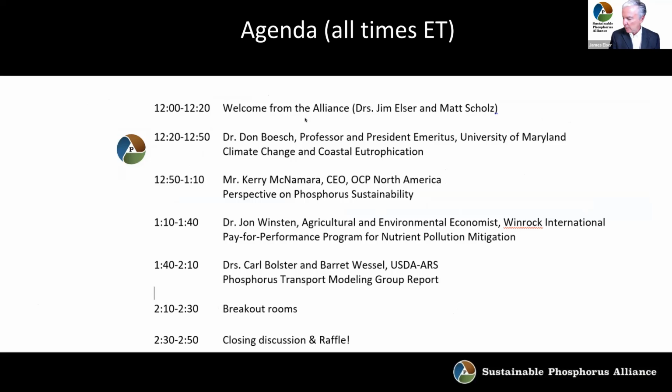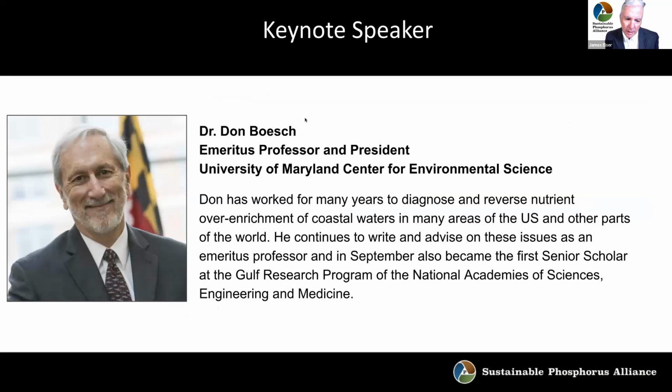So now we're going to move into our agenda, and we're going to start out with our first talk from Dr. Don Boesch, who is Emeritus Professor and Emeritus President of the University of Maryland Center for Environmental Studies. He's one of the best known scientists in the world on issues of coastal eutrophication, and it's an incredible pleasure to have him here and have a chance for him to share his insights about nutrient management in the coastal zone. He's done a tremendous amount of work in this area, and he's going to connect that work today also to issues of climate change that we're facing.